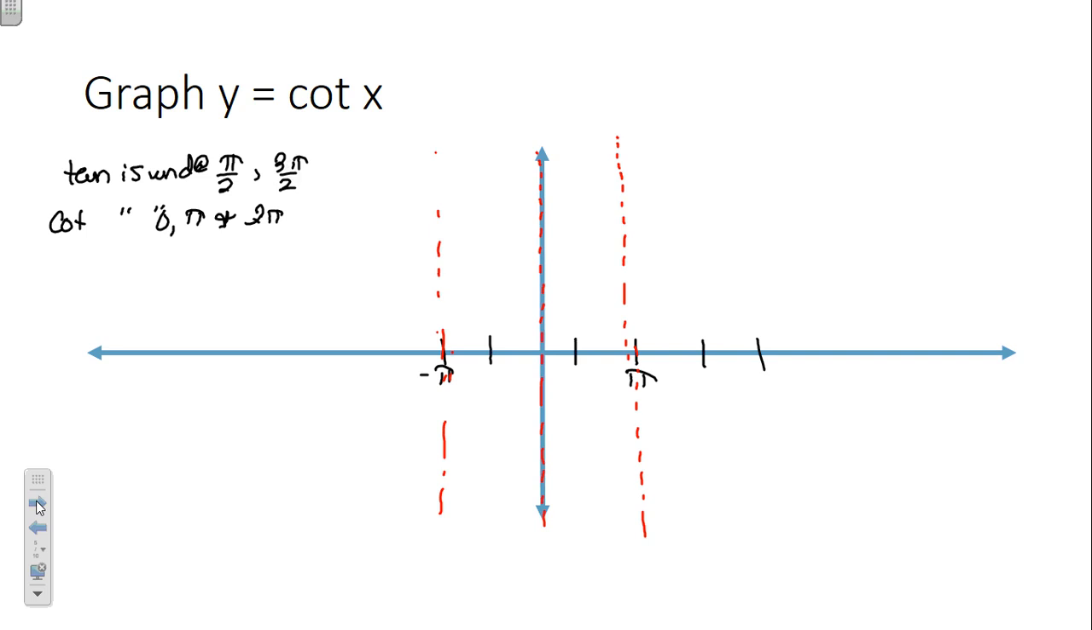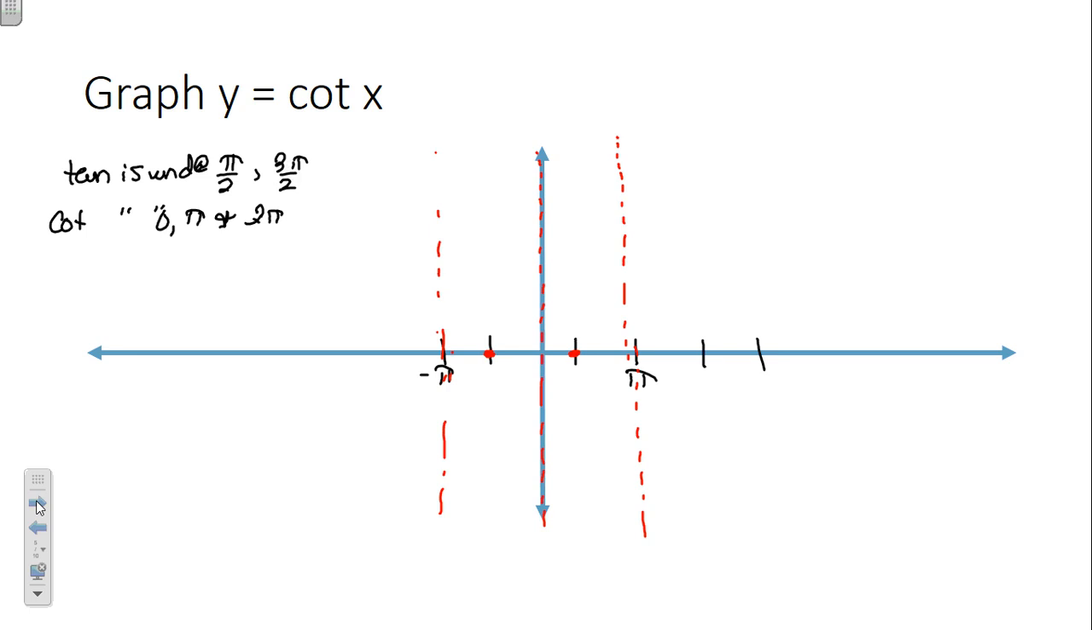Okay. Now, let's think about what's happening. At pi over 2, what was cosine? Oh, sorry, what was tangent? Cotangent. If it's undefined at pi over 2, it's going to be 0. And at negative pi over 2, it's also going to be a 0, right?